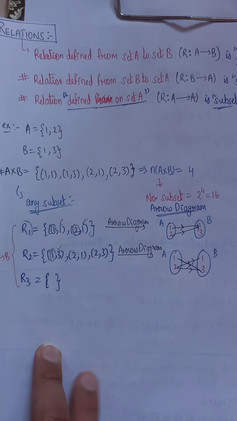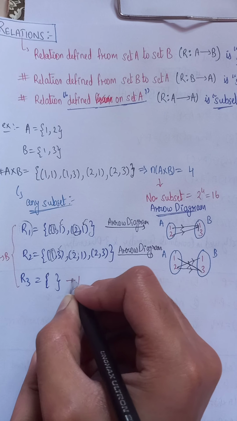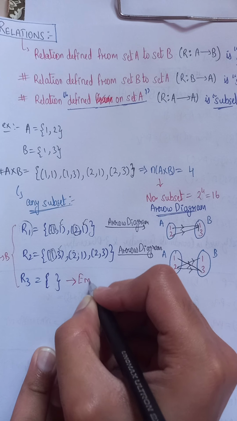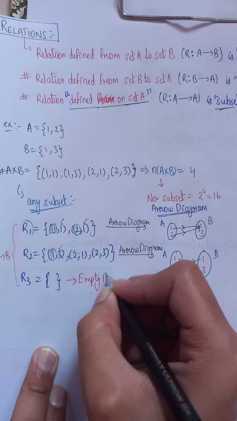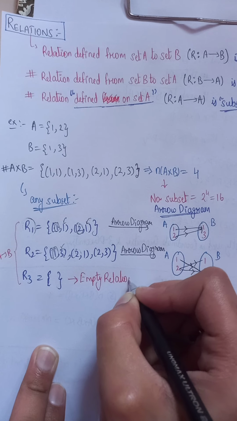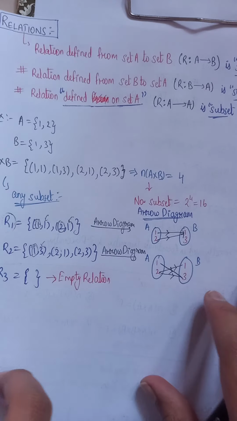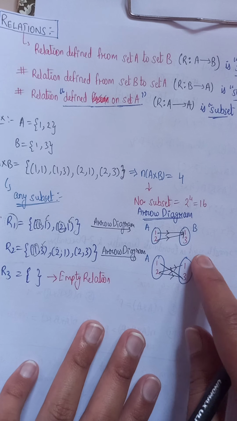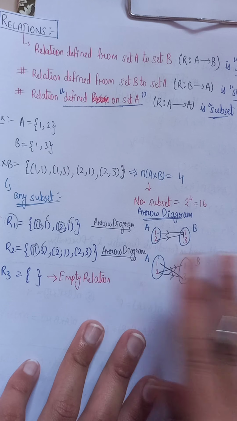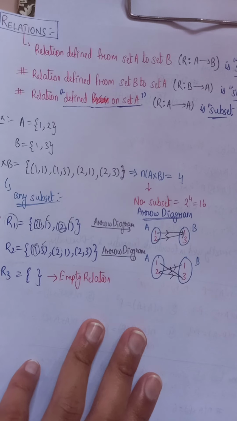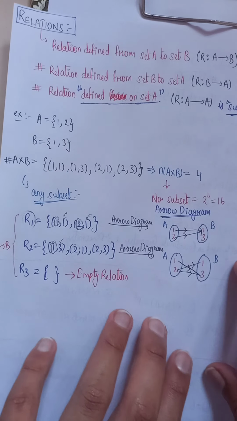This is an empty relation. How do you represent an empty relation? You just write set A and set B like this, and you don't draw any arrow marks. That's how you represent it in an arrow diagram.